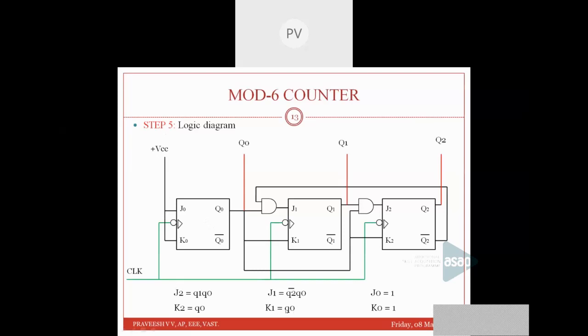Okay, now J1 and K1. So K1, I am having an expression K1 equal to Q0. That means I have to connect Q0 to K1. So that is shown here. The output of 0th flip flop Q0 is connected to K1. Then J1 is represented by Q2 dash Q0. Okay, J1 is represented by Q2 dash Q0.